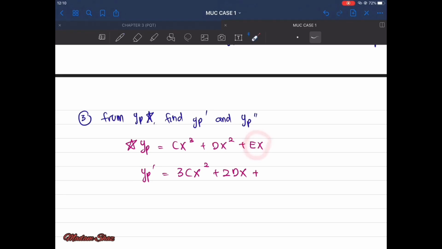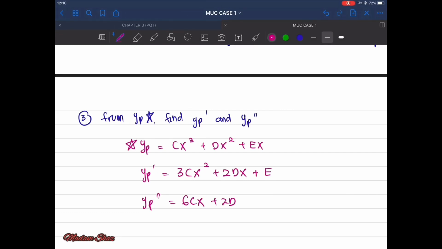Exponent x, differentiate EX will become E. So plus E. YP double prime, differentiate 3CX square will become 6CX to the power of 1, differentiate 2DX will become 2D. Differentiate E, which is a constant, will become 0.